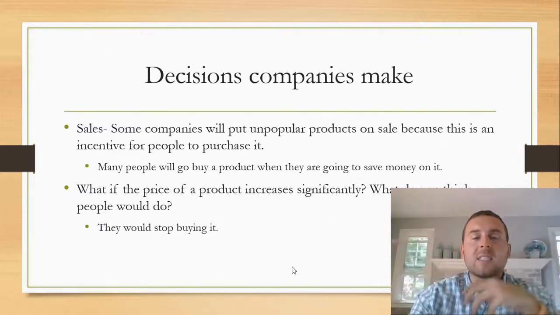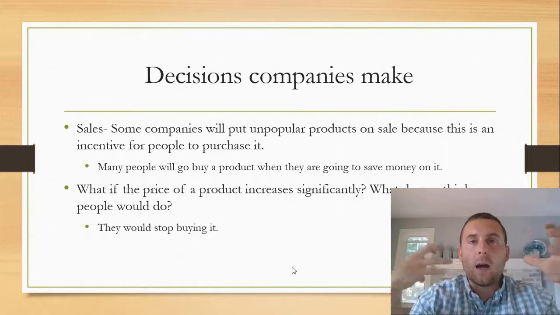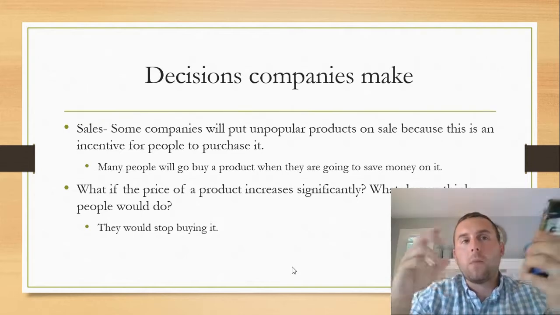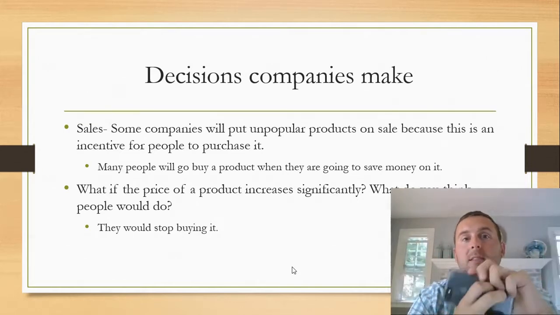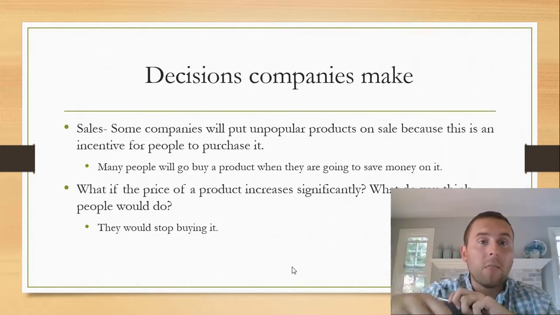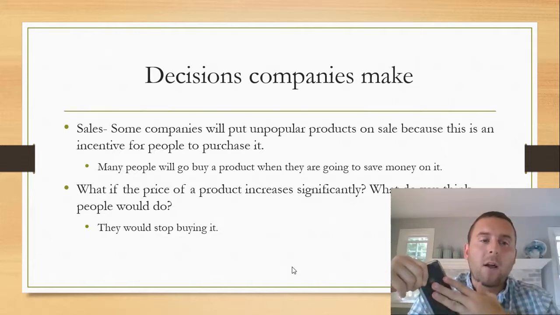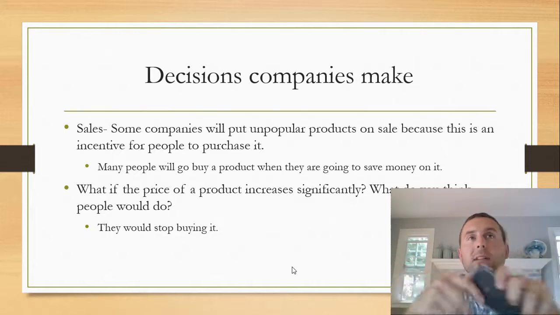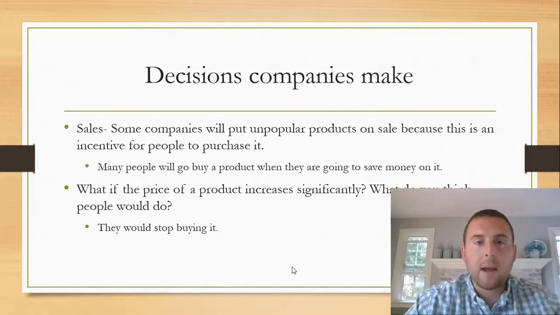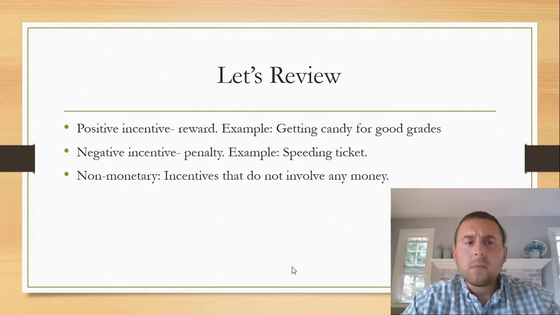So these are decisions that companies are always making, okay? They want to make sure the price of their products is the market price. Okay, we're going to learn about that in a couple of lessons. So we're going to learn about market price and putting products on sale for a price that's reasonable, that consumers are going to want to buy it at that price. Okay. So let's review really quickly.